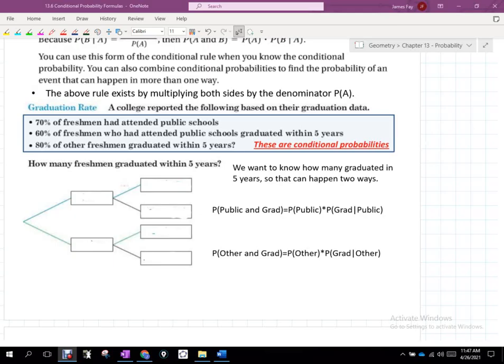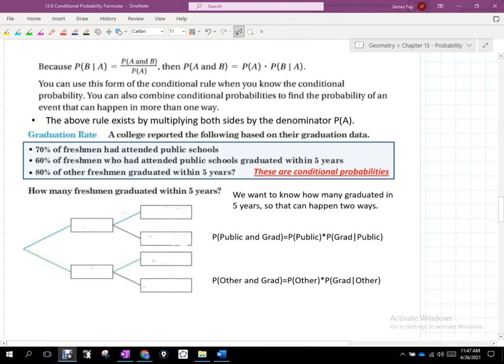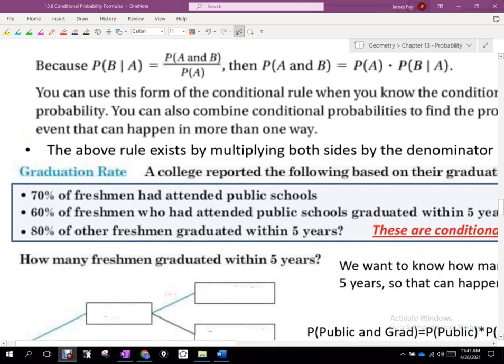All right, so 13.6, we talked on Friday about conditional probability, okay? Conditional probability being that if we're interested in the probability that an event occurs given that another event has already occurred, okay? And we worked through and found that that was equal to the probability of A and B divided by the probability of A, okay?